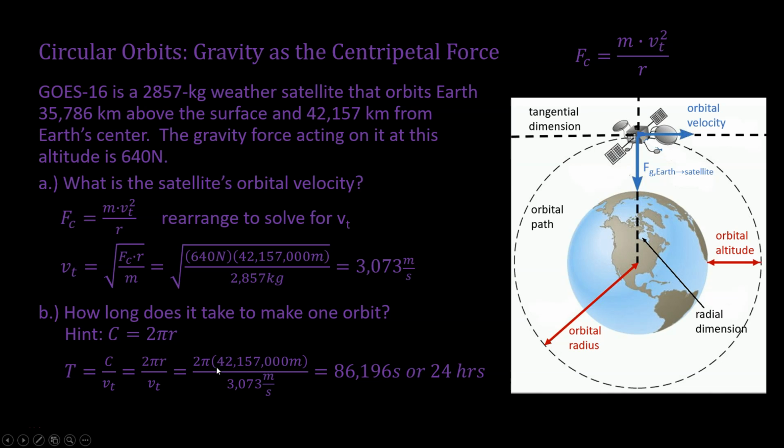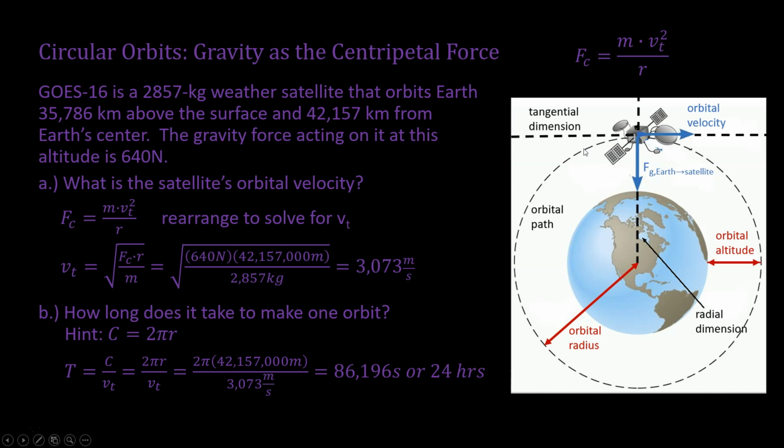And now we go ahead and plug in our orbital radius in meters, and in the denominator we put our orbital velocity that we calculated in part A, and we find out that it takes 86,196 seconds to make one orbit. That's not too meaningful to me in seconds, so I always convert this to hours, and it's 24 hours. This satellite moves around the Earth at the same rate the Earth spins on its axis, because the Earth makes one complete rotation in 24 hours.